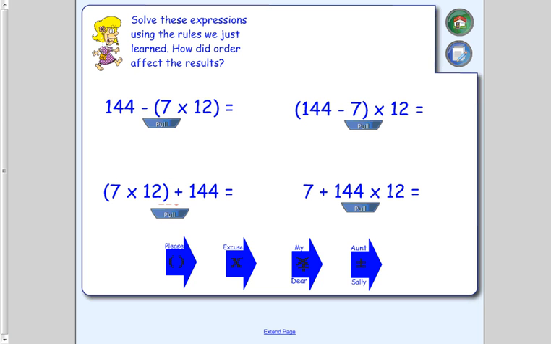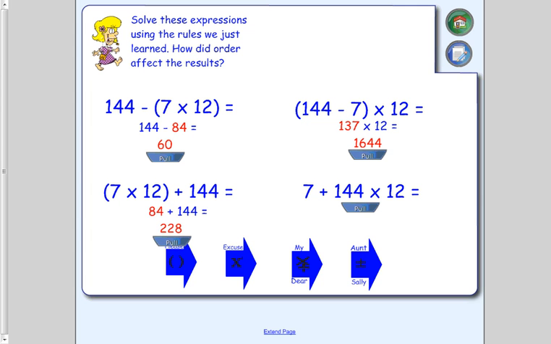All right, why don't you pause the video? I want you to go ahead and try these 4 problems for me and see what you get. All right, here are the answers. So just look at what you did. If you made a mistake, then just pause the video and try to figure out what you did wrong. Notice that we have all the same numbers in here, but just depending on where you put the operations and where you put the parentheses, we get very different answers.